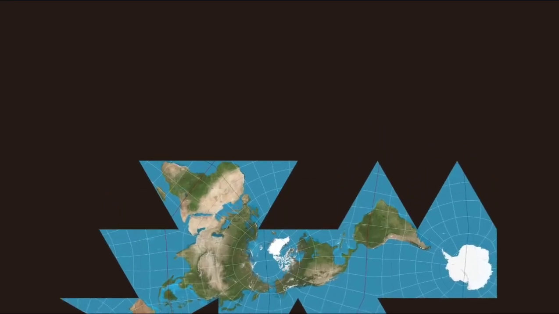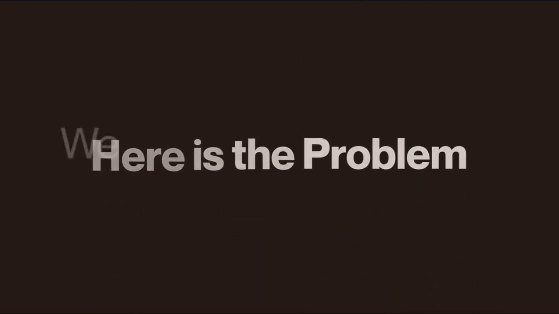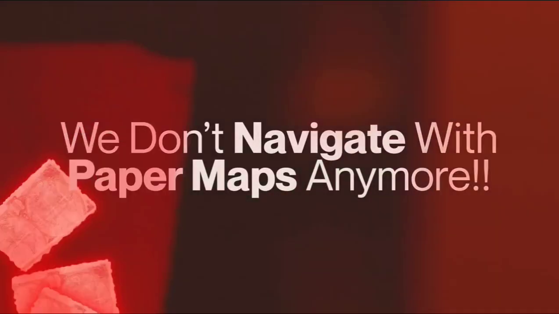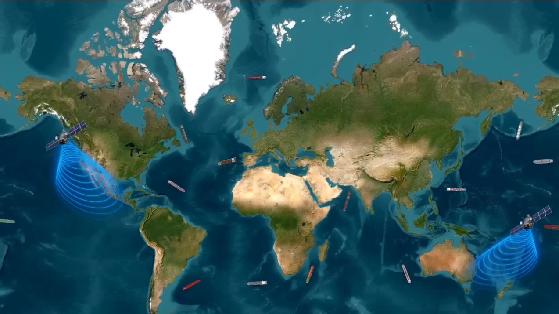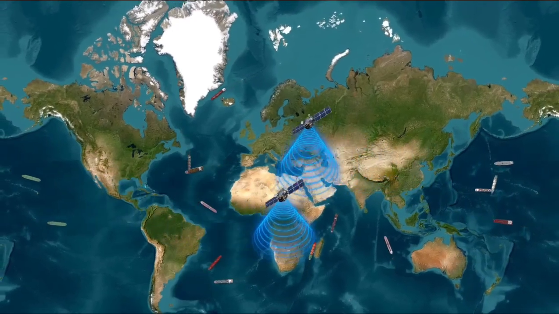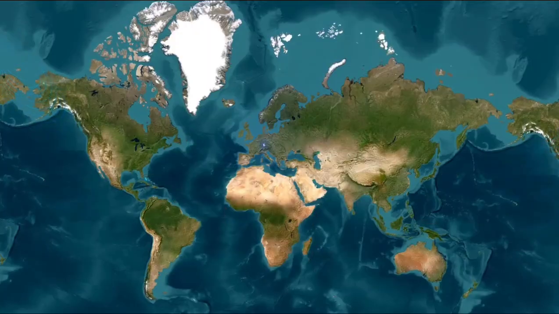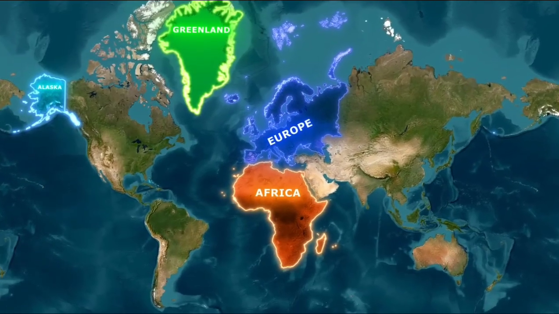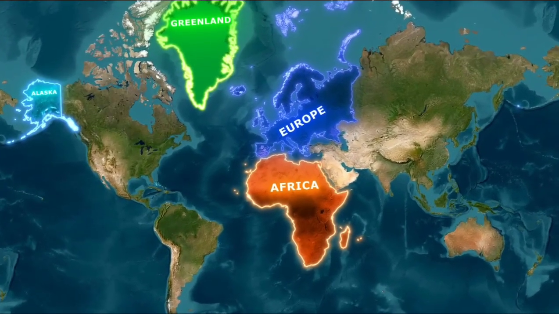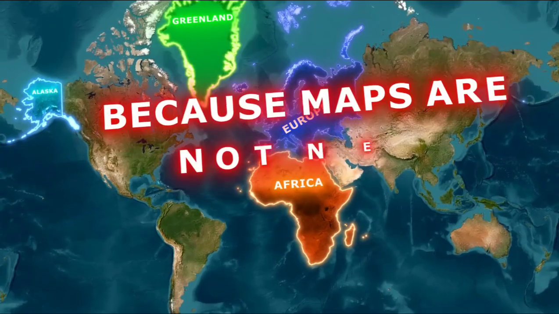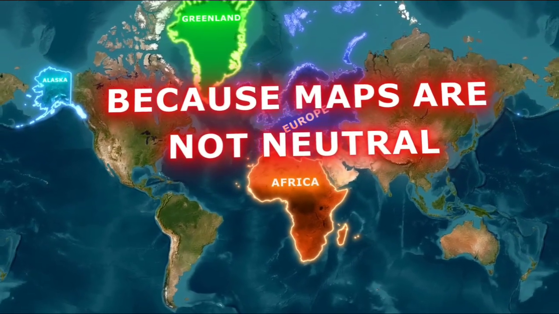But here's the problem. We no longer navigate using paper maps. We use GPS, satellites, and real-time digital navigation. The original reason for the Mercator projection no longer applies to everyday life. Yet billions of people believe this map is accurate. And this is important because maps are not neutral. They don't just show the world, they shape how we think about it.